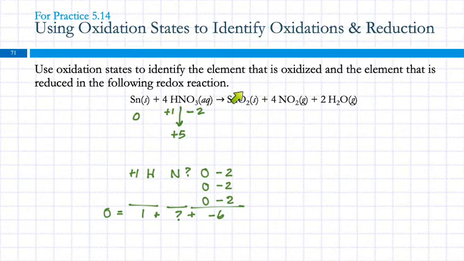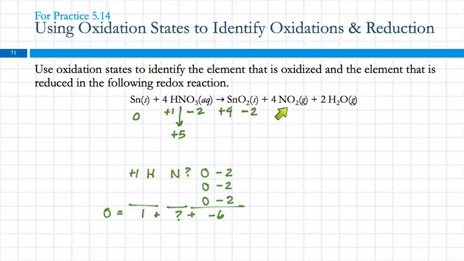SnO2, is that an ionic compound or a molecular compound? It's ionic. There's actual charges here. The charges of the ions are their oxidation states. What's the charge on the oxide ion? -2. Each of them is -2, right? And so then the tin has to be +4.